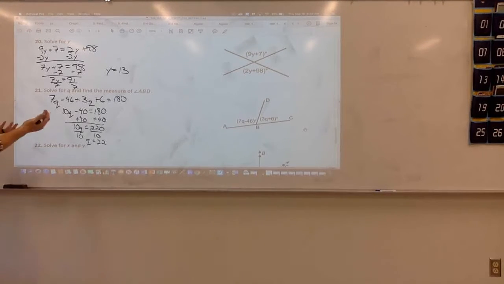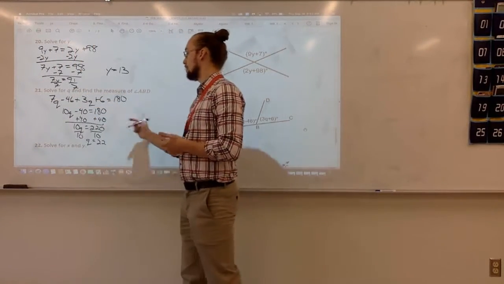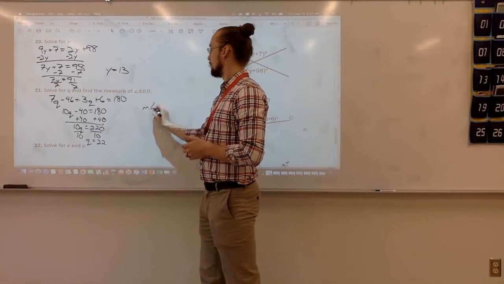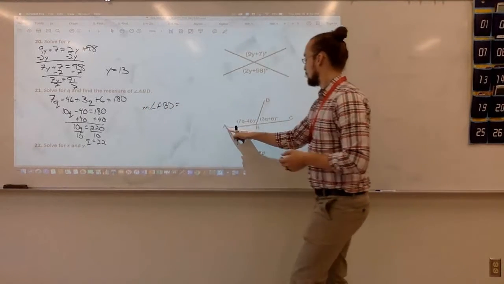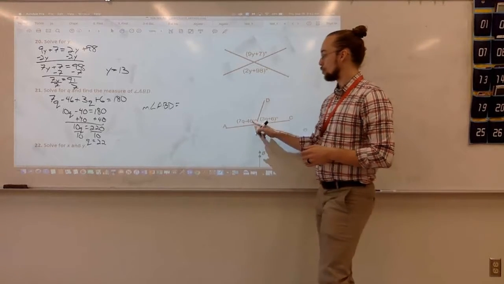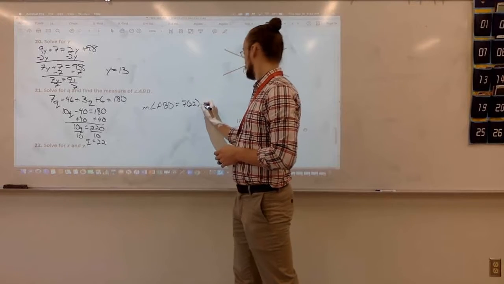No. Right? We also need to find the measure of angle ABD. So finding q was part of the answer, and then I also need to find the measure of angle ABD. So ABD was this one, the 7q minus 46. So I'm just going to plug 22 in place of q.